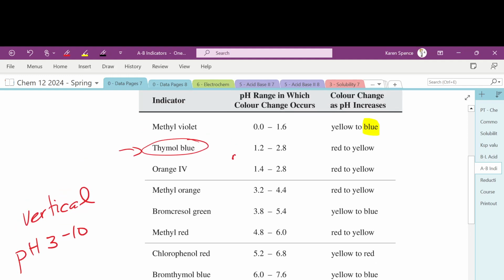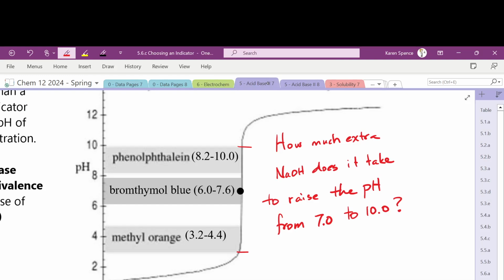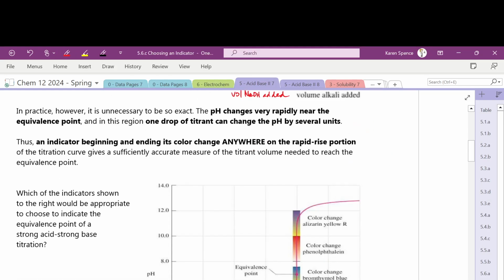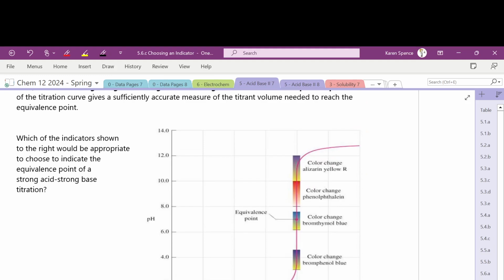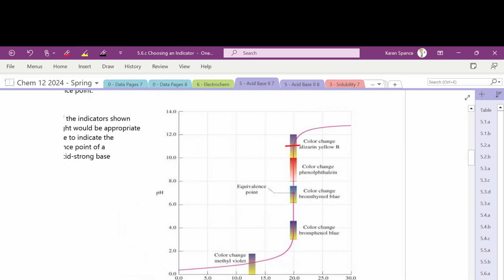Orange 4? No. Orange 4 will not get us there. And just likewise, we wouldn't want to use alizarin yellow or indigo carmine either. Okay? So basically, you can see here, you wouldn't want to use alizarin yellow. It might kind of maybe be okay, but you're getting to the range of where it's not. And definitely methyl violet, you're only like, what, 2/3 of the way to the equivalence point when it changes color. You'd be like, I'm done, but you're not done, right? So it would indicate before you reach the equivalence point, which is useless to you.